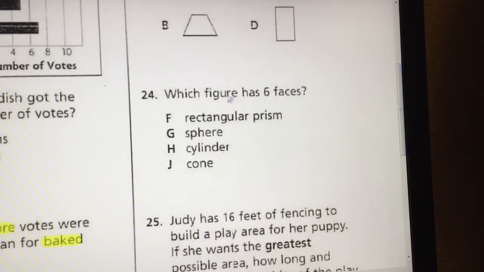24, which figure has 6 faces? Remember, those are the 3D shapes, right? A rectangular prism, which is like a cereal box, a sphere, which is like a soccer ball, a cylinder, which is like a soup can, and then a cone as well, kind of like the color cones we have out on the playground. Has 6 faces.